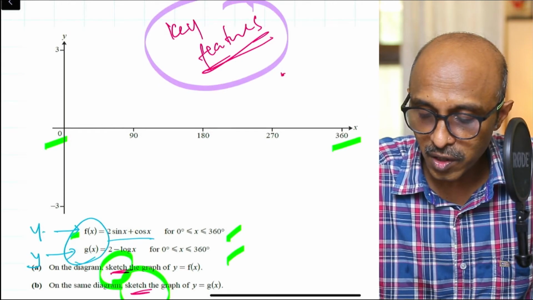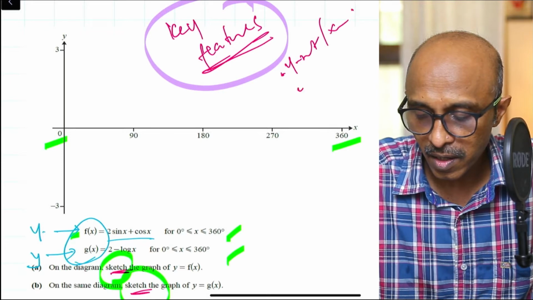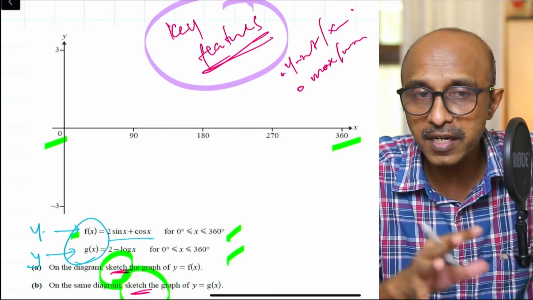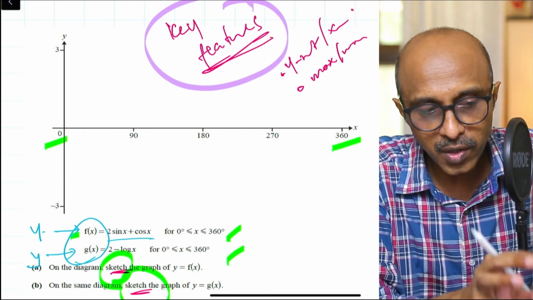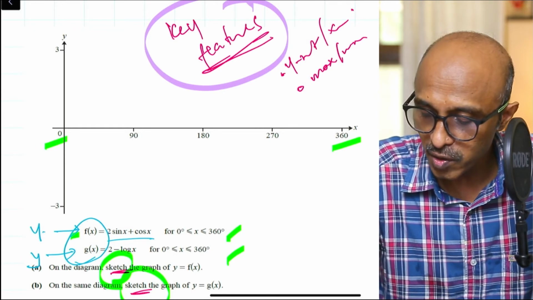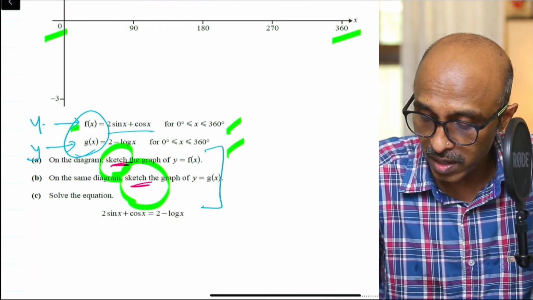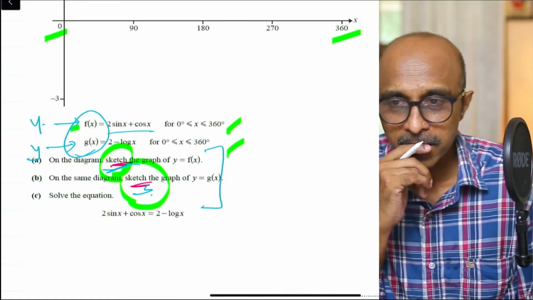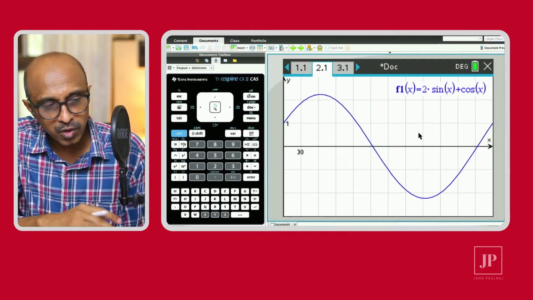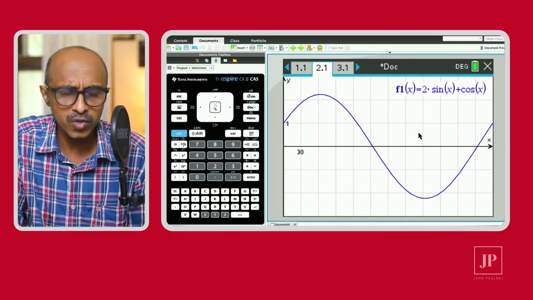You need to indicate the key features of the graph. That means, you need to indicate where the graph has a y-intercept or an x-intercept. Where does it have a max or a min? If it does have, then you need to indicate what you see on the graph. A freehand sketch will do, but make sure that you indicate all those features. And that is what is taken into account when you answer a question where it says sketch, okay? So without further ado, let's go to the calculator page and find out how to locate the maxima, minima, intercepts, and so on and so forth, okay?